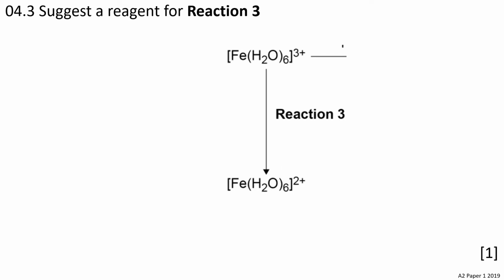Okay, so next up we've got reaction 3. What's going on? Well, we are reducing the iron 3 to iron 2, so it's a reduction. You just need to come up with a good reducing agent, and in terms of the transition metal chemistry, you know that acidified zinc, from your knowledge of vanadium and vanadium ions and complexes, the acidified zinc is a good reducing agent. So zinc, excess zinc in H2SO4 because it's a reduction.